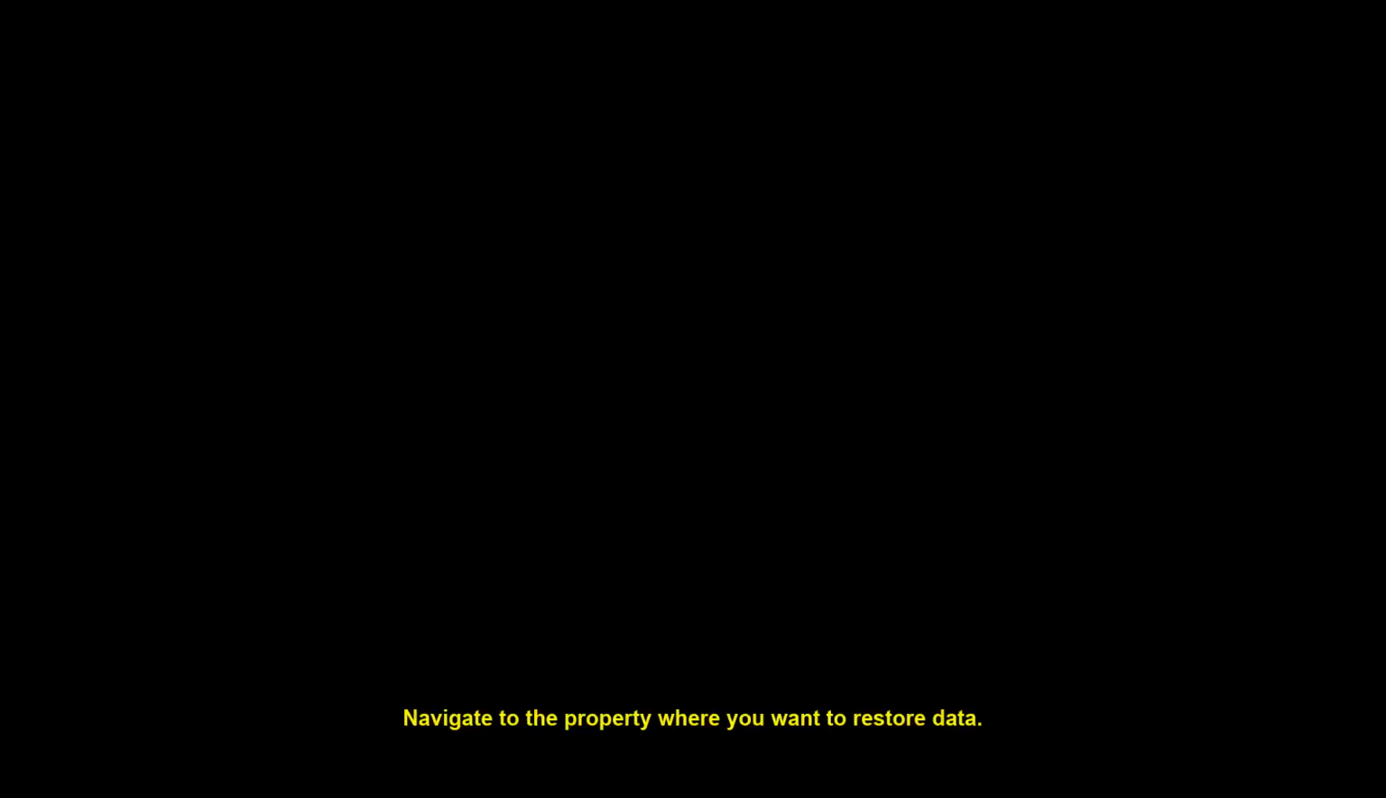Navigate to the property where you want to restore data. Go to the admin panel at the bottom left of the interface. In the property column, select Data Streams. Choose the data stream that you wish to work with. Click on Filters to manage your data settings.